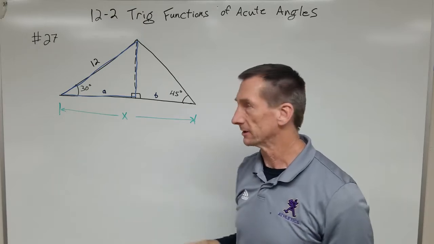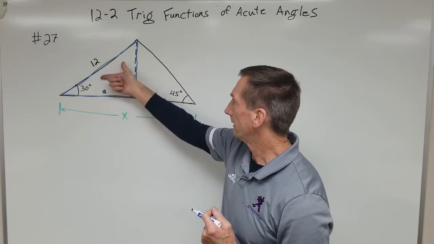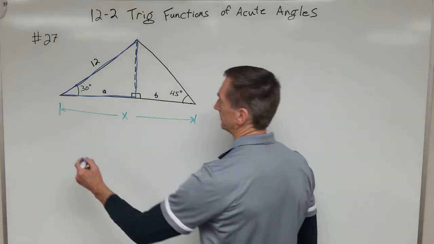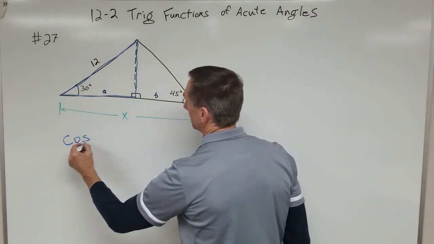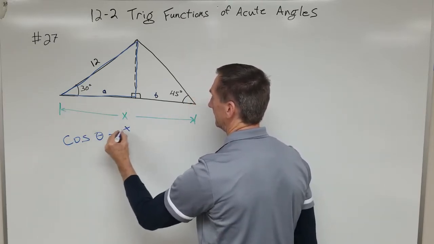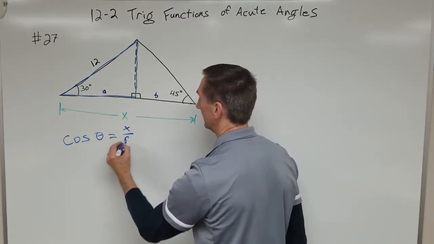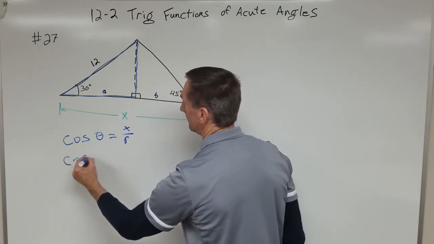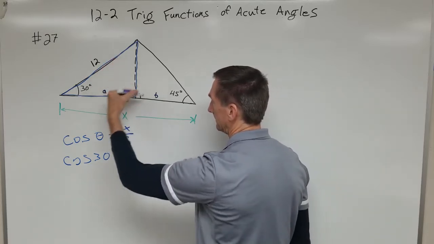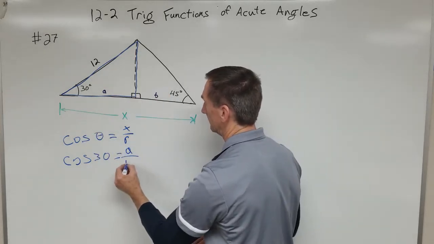So think to yourself, okay, what function do I use to involve the hypotenuse and the x length? I'm going to be using the cosine function. I know the cosine of any angle is equal to the x value over the radius, or the hypotenuse. In this case, we'll call it radius. For my configuration, I have the cosine of 30 degrees, where x is A, and the radius or hypotenuse is 12.